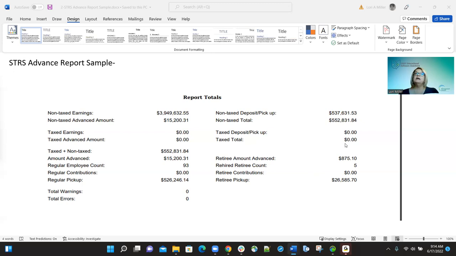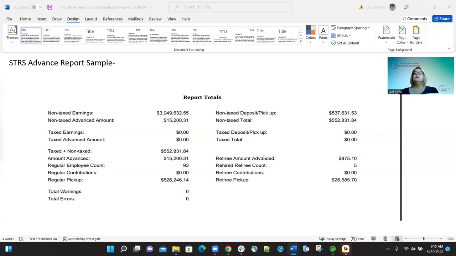The tax deposit pickup is the amount contributed to date for fiscal year 22. It is the total employee amount withheld on the non-annuitized STRS item, so the 450 record. Tax total is the total of fiscal year 22 contributions to date, plus your advanced contributions for the current fiscal year. So that tax total is the total of tax deposit pickup plus your tax advance amounts, all of which would be coming from your 450 record. So again, most districts probably are going to have nothing here if they have their contributions for employees set up as a 591.